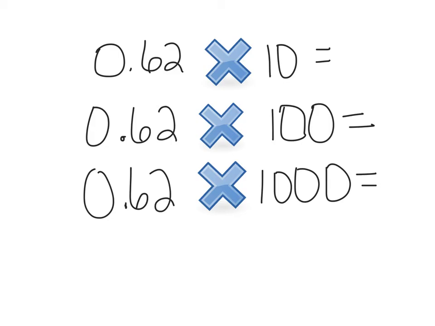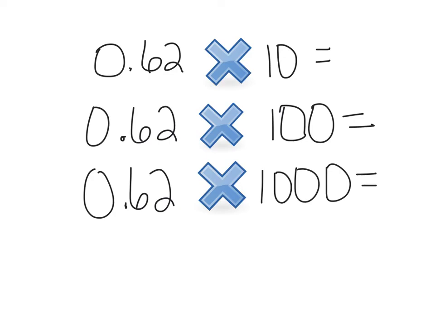Okay, make sure you have this written down in your notebook. We're going to try a different kind of number. This one we have the decimal before the number. This is representing 62 hundredths. So we're going to take that and we're going to multiply it by 10.